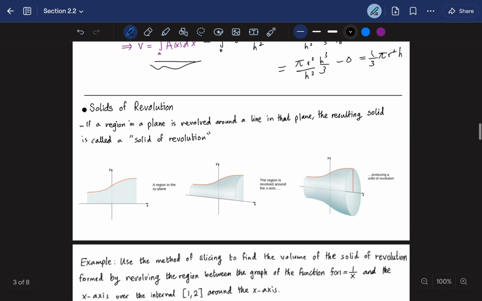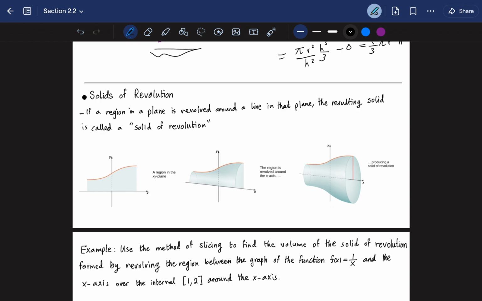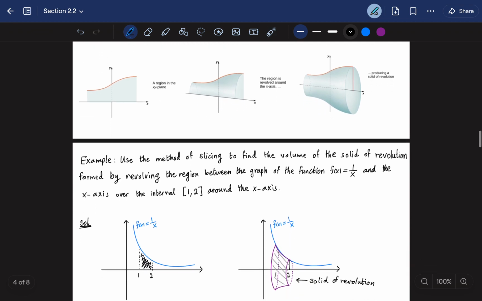Let's look at something that's called a solid of revolution. If we have a certain region and we revolve it around a certain line in the plane, we're going to create a solid. That solid is called a solid of revolution. So let's look. If I have this region in the xy plane and I'm going to revolve it around the x-axis, if you take this region and just rotate it around the x-axis, this is going to create a solid. And this solid is called a solid of revolution. So let's see why this is helpful.